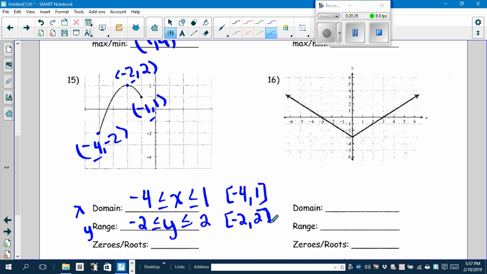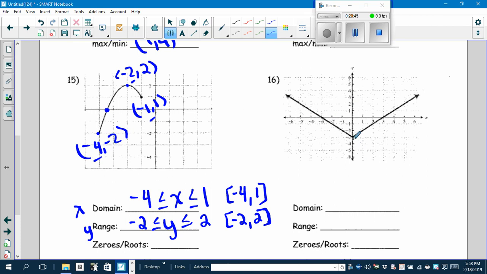All right, sorry, that's a bracket. There are no y-intercepts because it doesn't hit the y-axis. There is an x-intercept right here. I'm not going to worry too much about defining that. All right, here's your maximum, here's your minimum.